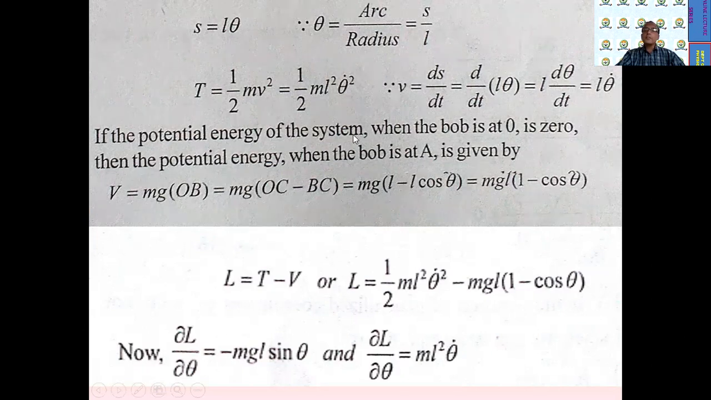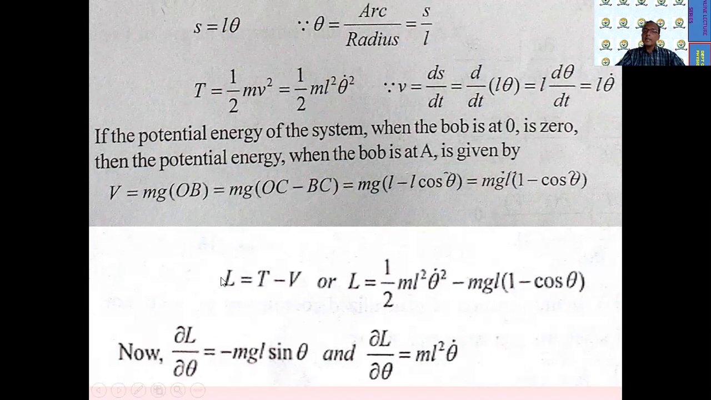If the potential energy of the system when the bob is at position O is 0, then the potential energy when the bob is at the extreme position A is given by V, and V is equal to mg times OB, where OB is nothing but OC minus BC. OC is L, the length of the pendulum, that is the radius, minus BC, which is the cos component of the force acting on it, L cos theta. Therefore, L minus L cos theta, with L coming common and out of the bracket.